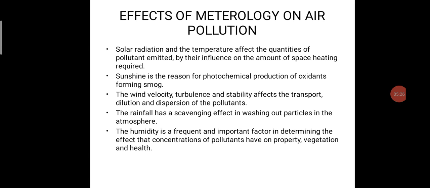This meteorological data may also be used to develop implementation plans and predict the atmospheric processes that will ultimately affect an area's ability to comply with national ambient air quality standards.